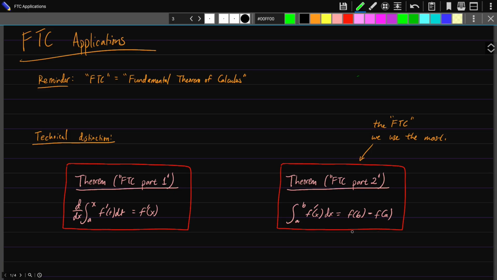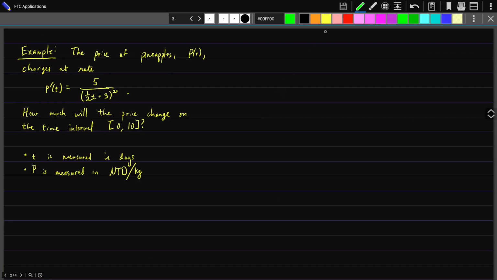So this is the FTC we use the most, and this is usually the one that we just call FTC. But just FYI, if anybody ever asks you to compute a derivative that looks like this, you also use the FTC. You just use a different part of the FTC. So now let me give you an example of an FTC application.